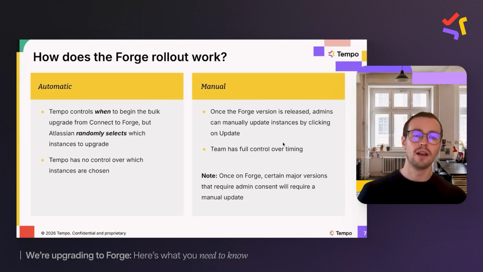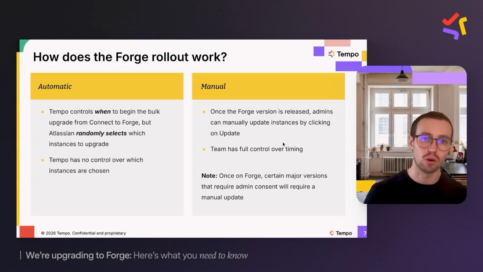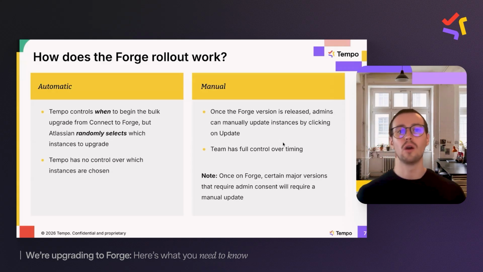So, a bit of context on how the Forge rollout works. Tempo controls when to begin the bulk upgrade from Connect to Forge, but Atlassian randomly selects which instances to upgrade. So Tempo has no control over which instances are chosen. That said, once the Forge version is released, admins can manually update instances by clicking on Update, and the team will have full control over timing. Note that once you're on Forge, certain major versions that require admin consent will require manual update.